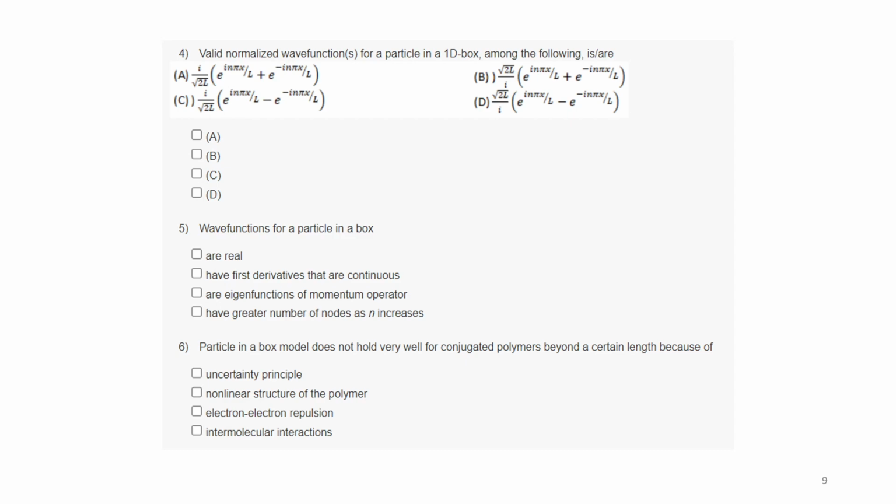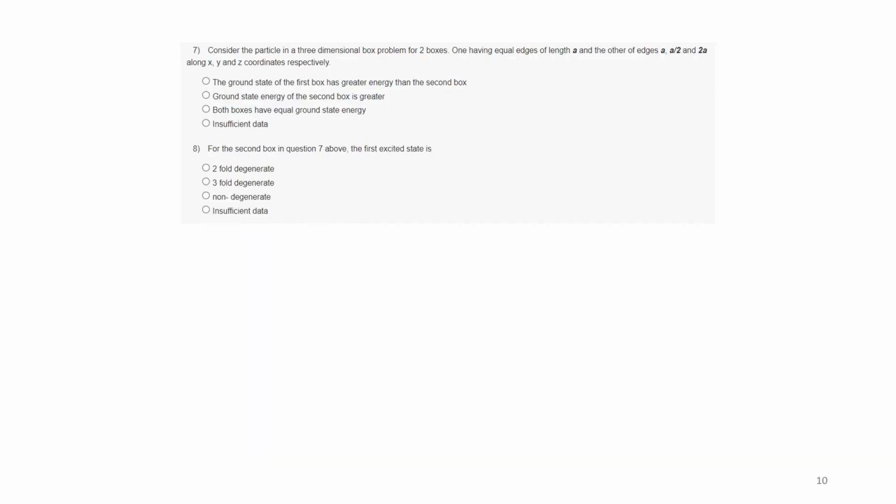So let us go on. Does anyone else have any doubts in questions 4, 5, 6? Or should I just go to the next ones? Okay, questions 7 and 8. A little mathematics is there. Any doubt in solving these questions, 7 and 8?